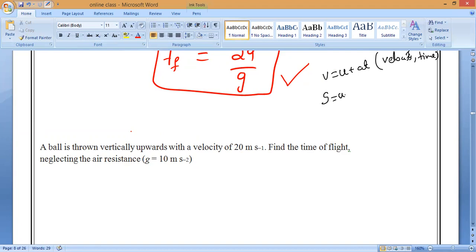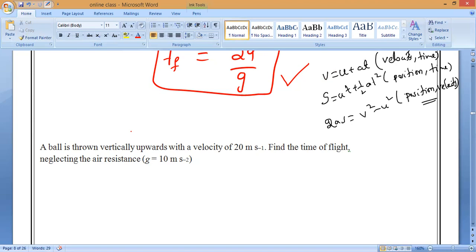Second equation, S equals UT plus half AT square. This is the equation we use when we don't know the velocity. Third equation, 2AS is equal to V square minus U square. When do we use this equation? When you don't know the time period, then we have to use the third equation.